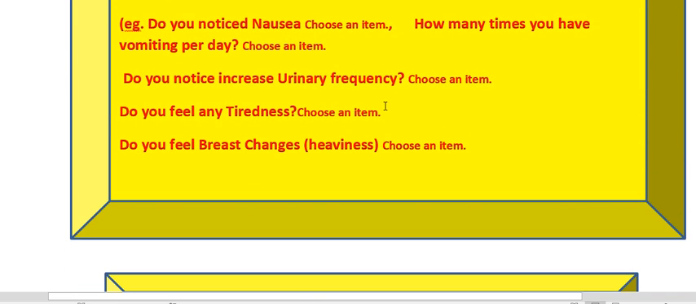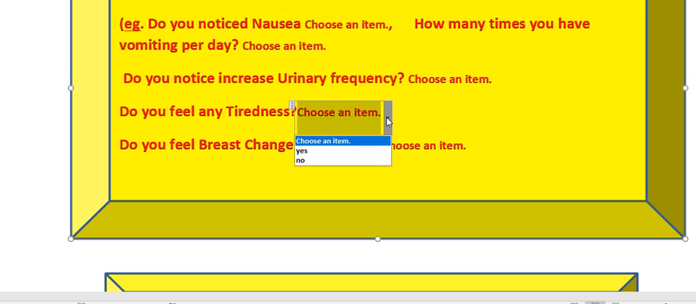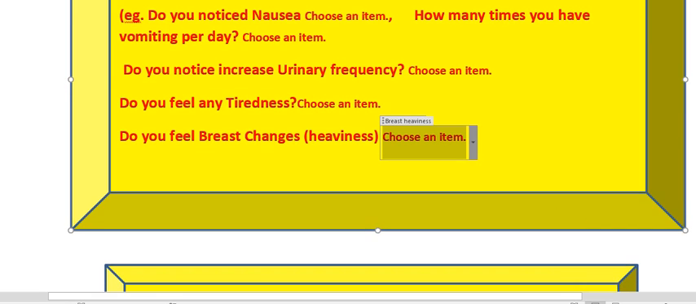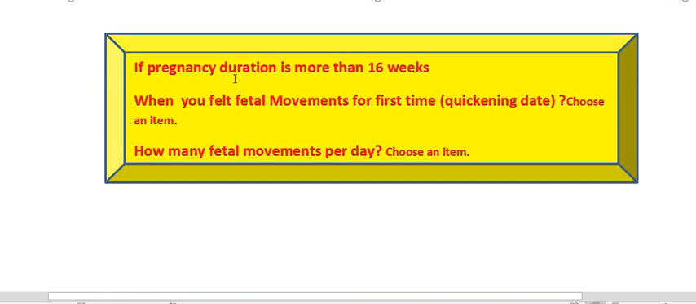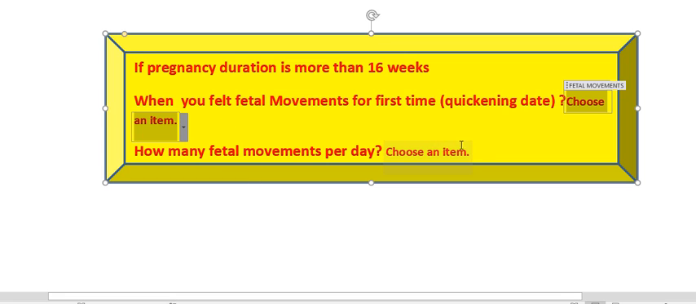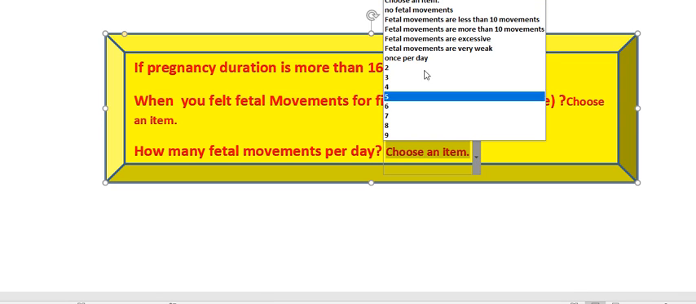And then we should ask the history of the current pregnancy. She has nausea, she has vomiting, she has increased frequency of micturition, she has tendency to sleep and tiredness, and she has any breast discomfort and heaviness. If the pregnancy duration is more than 16 weeks, we should ask when she feels for the first time the fetal movements and how many fetal movements she's perceiving today.